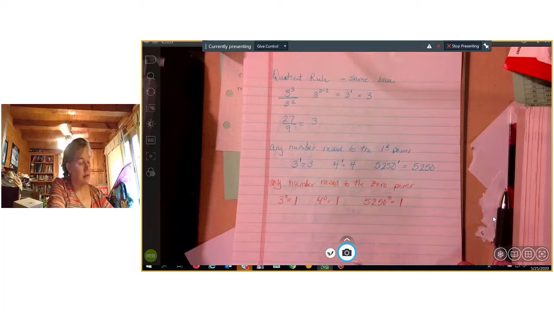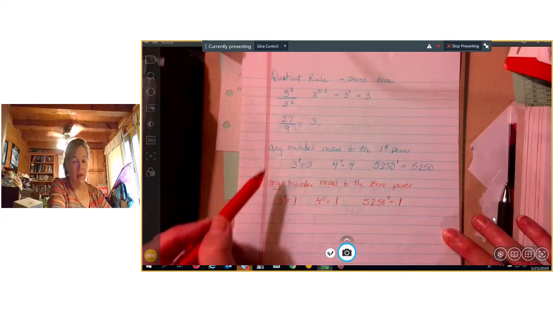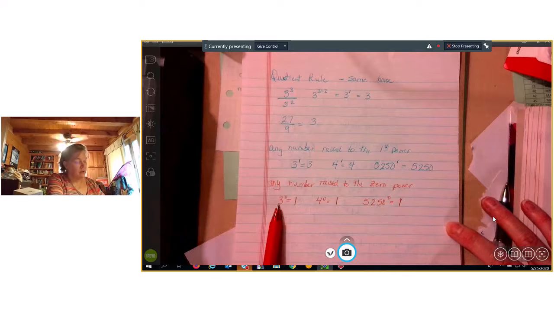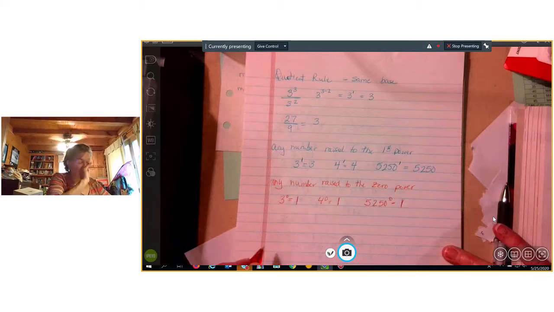So remember these. Anything raised to the 1 power is always going to be whatever the base is. Anything raised to the 0 power is always going to equal 1. So let's do a quotient rule.